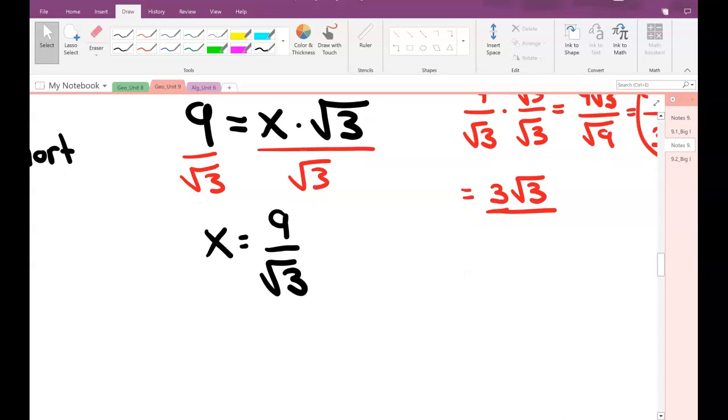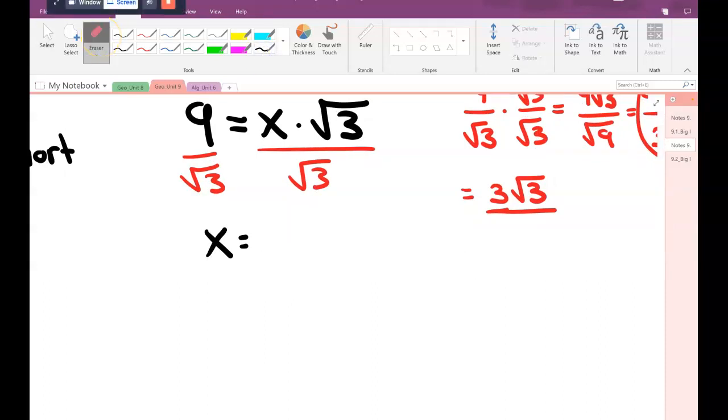So how about instead of writing 9 square root of 3 for X, we put 3 square root of 3? No. Because the square root of 3 is not half of 3. It's a number multiplied by itself that gets you to 3.